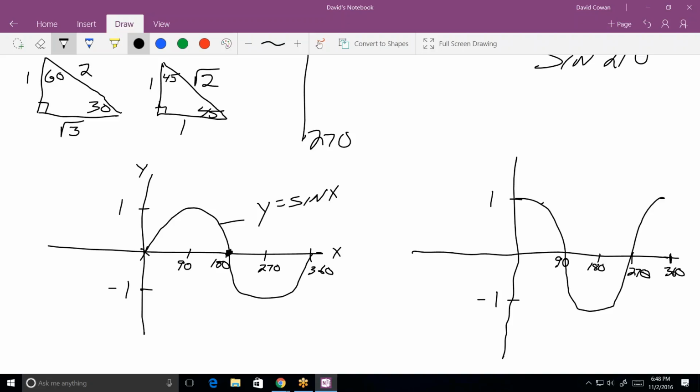What is the cosine of 0? 1. Correct. What is cosine of 90 degrees? 0. Cosine of 180? Negative 1. If you memorize these two curves, you'll know all your quadrangles, except for one.